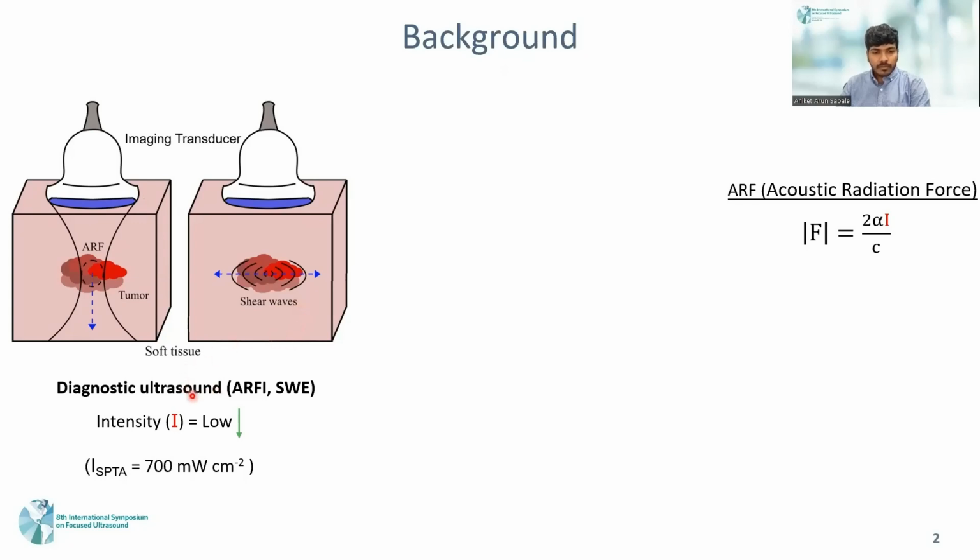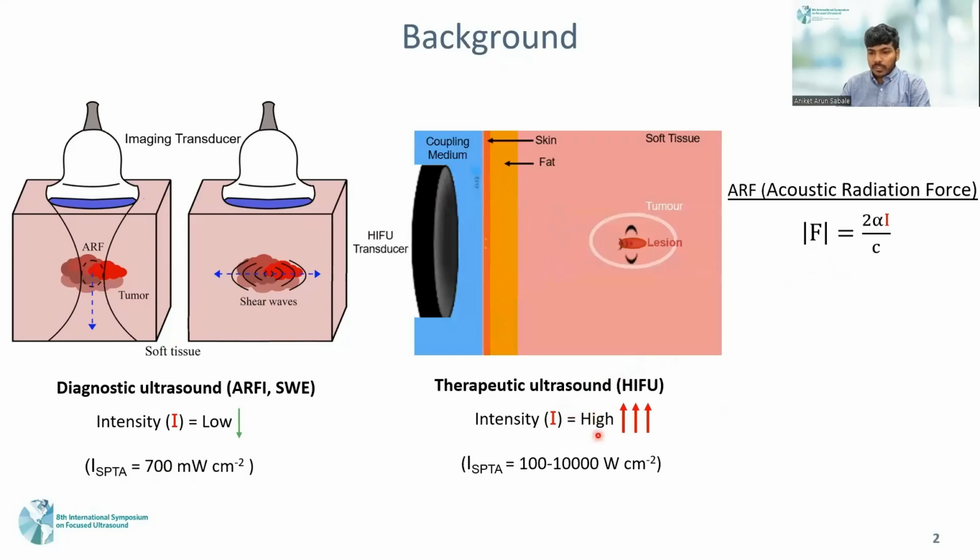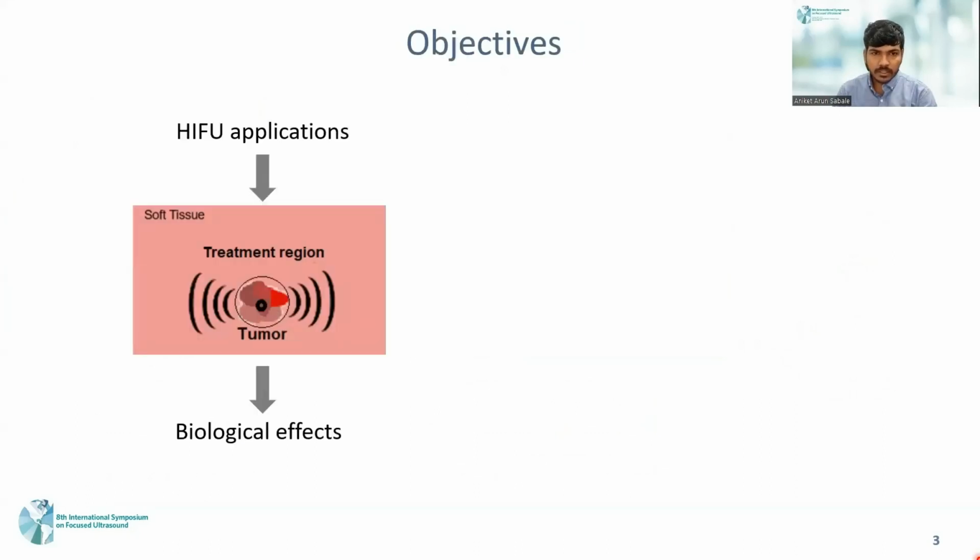The intensity of ultrasound waves in diagnostic ultrasound is significantly low, so the magnitude of acoustic radiation force produced is sufficiently low. In the case of therapeutic ultrasound, the intensity of ultrasound waves ranges from a few hundred to 10,000 watts per centimeter square. These high intensity ultrasound waves can produce sufficiently strong acoustic radiation force, which leads to generation of high magnitude shear stress. The shear stresses generated during HIFU applications in the vicinity of the focal zone can possibly be linked to certain biological effects such as cellular death.